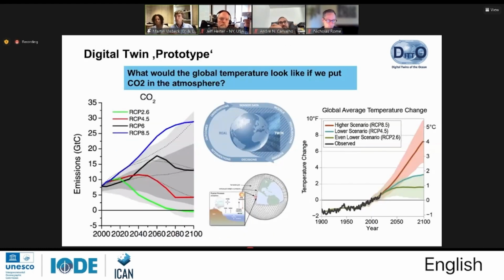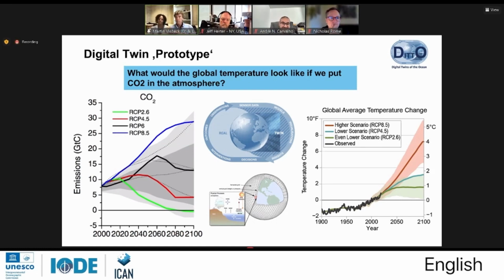And I'm giving you just two quick examples. The very well-known prototype of a digital twin are Earth system models to look at climate change scenarios. The intervention is CO2 that we put into the atmosphere, different pathways. And on the right side, you see the amount of, say, global warming that you get or sea level rise in the ocean. That's a typical digital twin for an Earth system model.